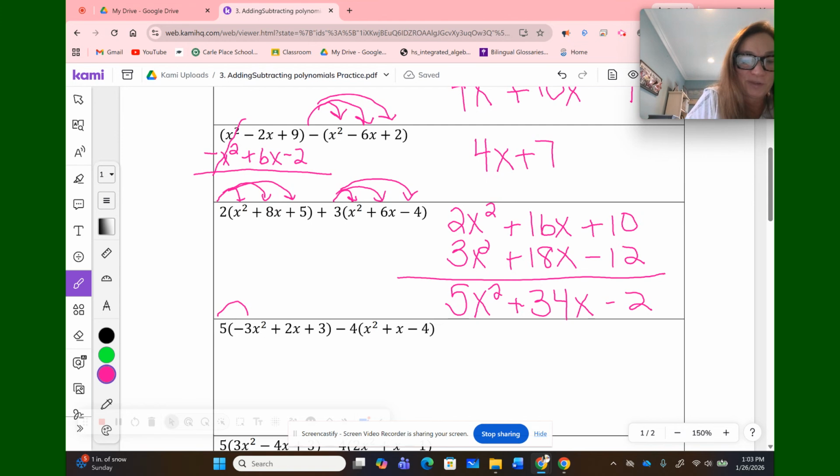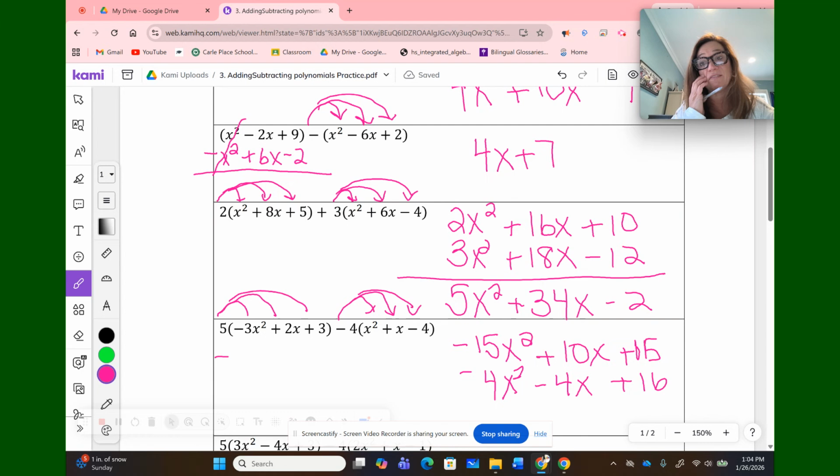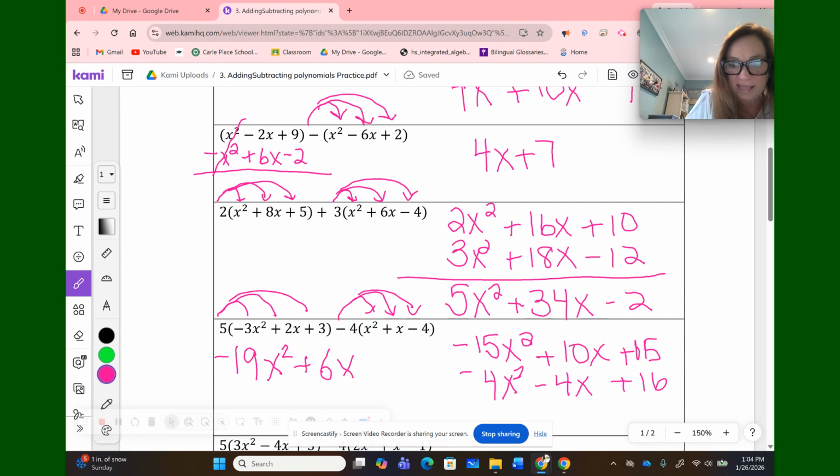All right, so again, distributive property. That gives me negative 15x squared plus 10x plus 15. That does say 15. So it's 5 times 3, 5 times 2, 5 times 3 again. And now distributive property. So negative 4x squared minus 4x and then plus 16, because a negative times a negative is a positive. So that gives me negative 19x squared. Never ever change an exponent when you're adding or subtracting. Plus 10x, and then plus 31.